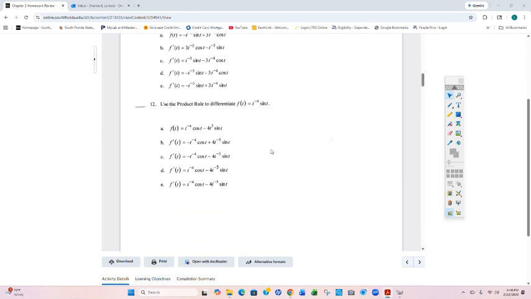Number 12, use the product rule to differentiate f prime of t equals t to the negative 4 sine t. So it is a product. T to the negative 4 sine t.